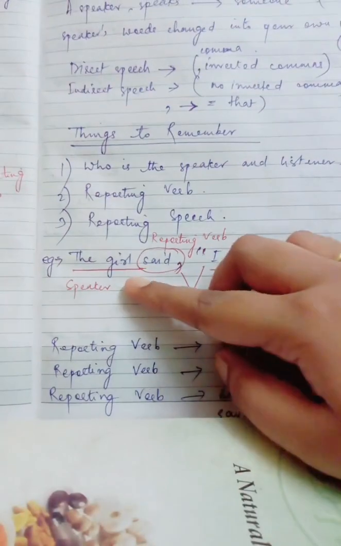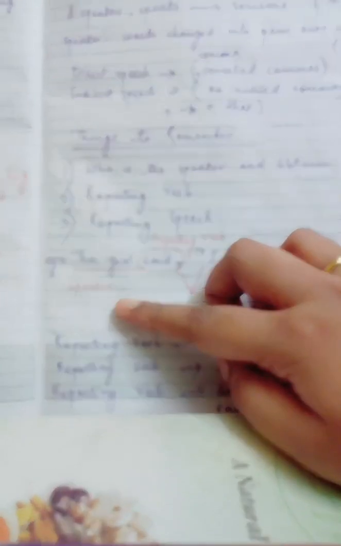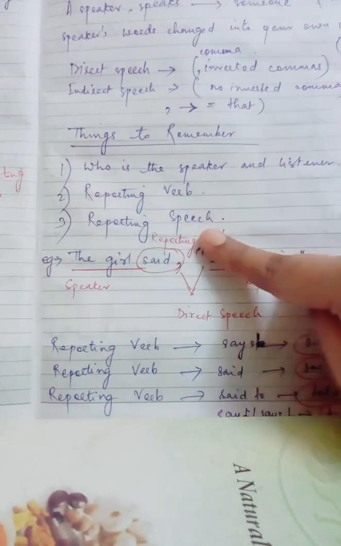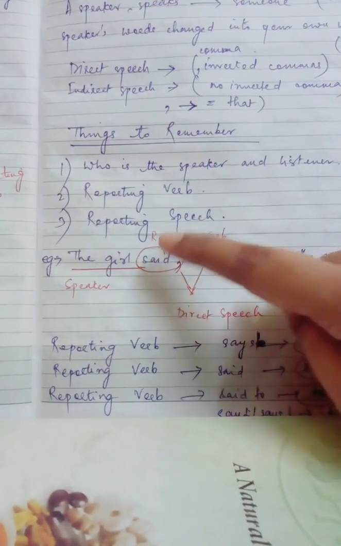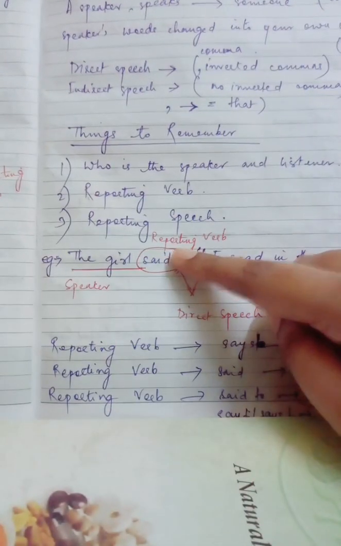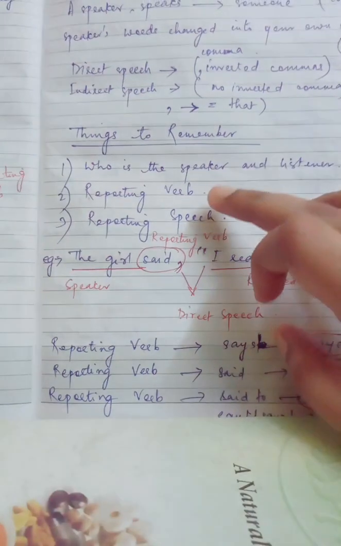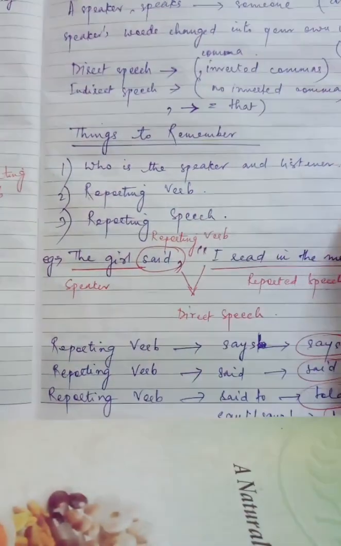Now the girl here is my speaker, the subject. Said here is my reporting verb. This is called the reporting verb. So if it's said, or say or says or told or asked, they are all reporting verbs. And the words in the inverted commas are my reported speech. So you are clear what is the reporting verb and the reported speech. This is my reporting verb and this is my reported speech.